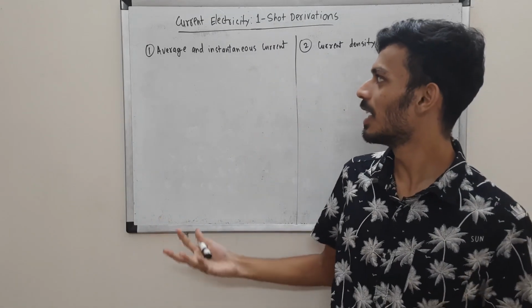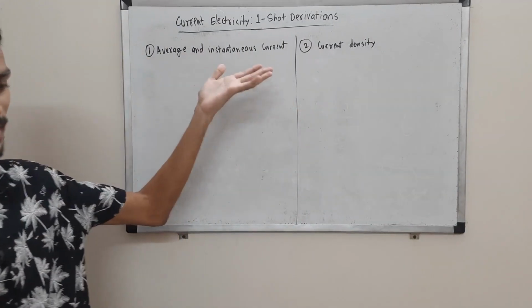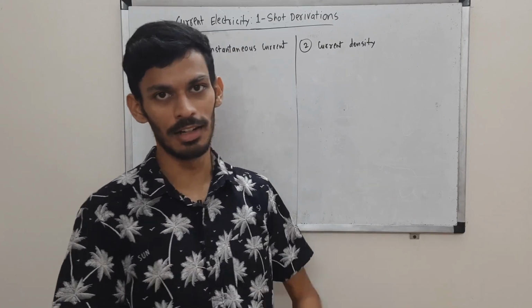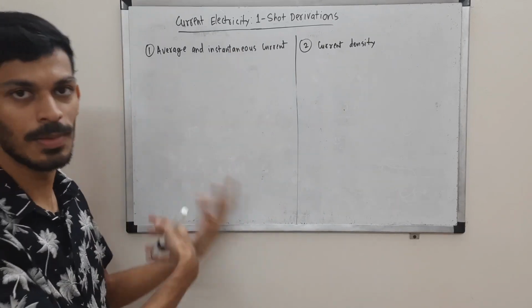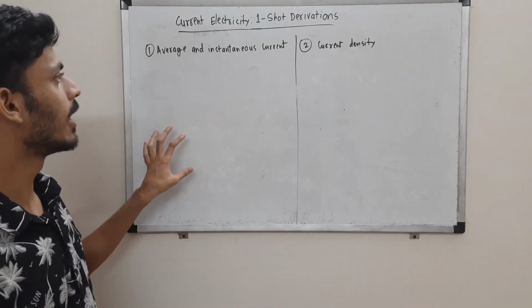For these first two derivations for the day, actually these are not derivations as such. We'll be obtaining a relation for average current and instantaneous current from its very definition. This is not like a derivation, but we will be using this terminology, so it is important. So we'll just quickly go through them.